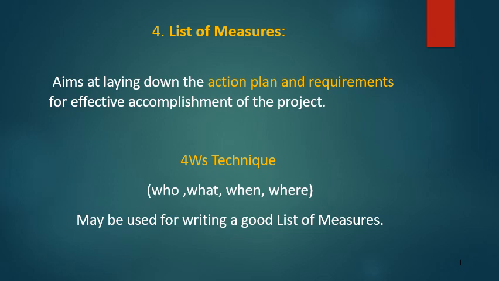The fourth element, list of measures. It carries the maximum marks. It aims at laying down the action plan and requirements for effective accomplishment of the project. Now I thought of a technique which I called the 4W's technique. 4W stands for who, what, when, where. This technique may be used for writing down a good list of measures.